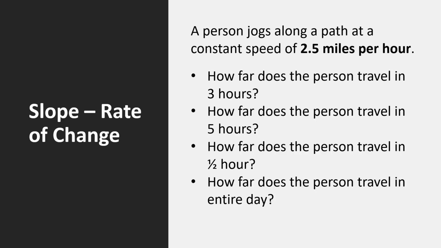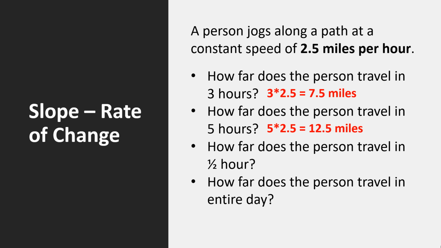So how far does the person travel in 3 hours? Well, for every 1 hour, the distance is 2.5. If we go 3 hours, all we have to do is take 3 and multiply it by our slope, 2.5, and we get 7.5 miles. If the person travels 5 hours, well, that would be 5 times 2.5, which is 12.5.